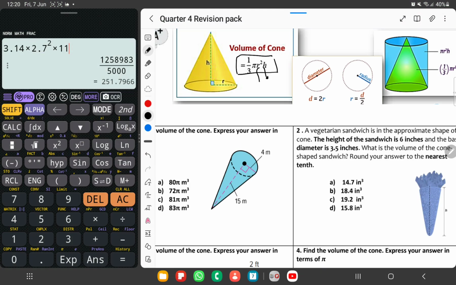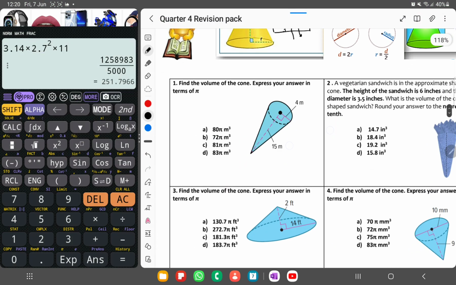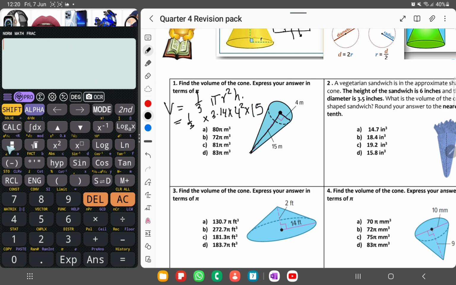Back again. What is the volume of the cone? What is the radius? Radius is 4, height is 15. So here it is, volume equal 1/3 pi r squared h. How does it work? Let's do it. 1/3 times 3.14 times radius squared, which is 4 squared, times the height. What is height? Height is 15. Bravo. So 1/3 times 3.14 times radius squared, which is 4 power 2, times the height, which is 15.